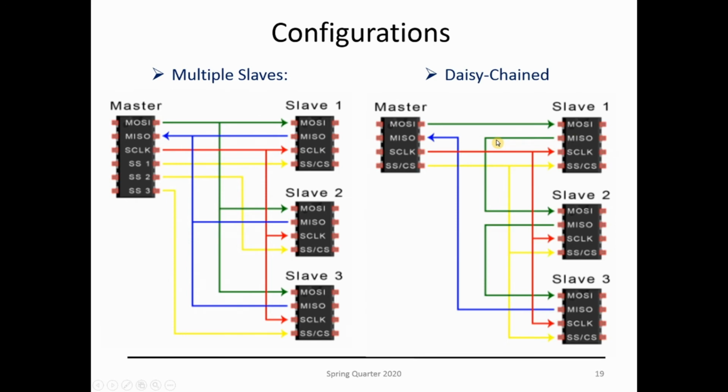You also have the daisy chain configuration, where in this case you pass the MOSI to the MOSI of slave 1, but then you connect in this kind of daisy chain connection the MOSI and the MISO between the slaves, and then the last one closes the loop with the MISO.